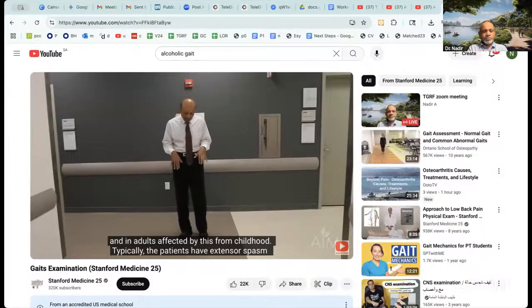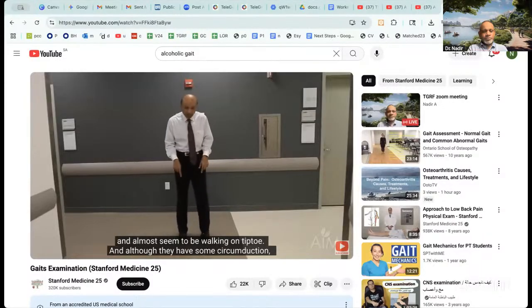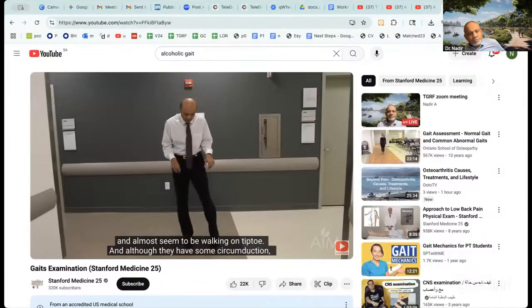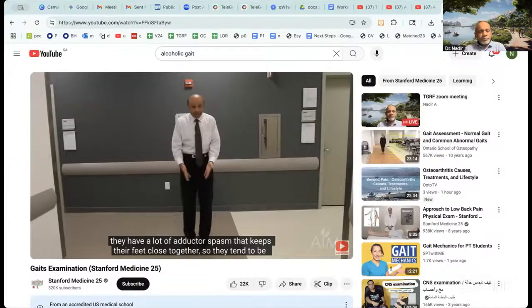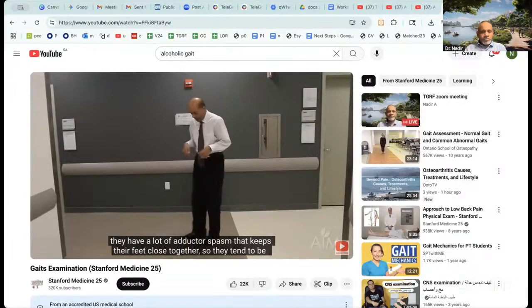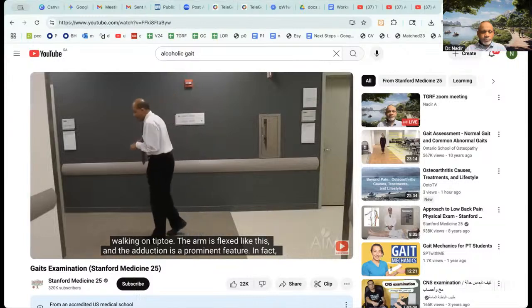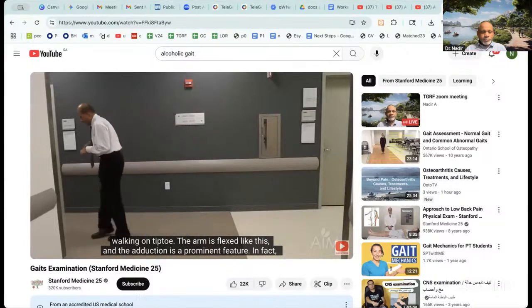Typically, the patients have extensor spasm and almost seem to be walking on tiptoe. And although they have some circumduction, they have a lot of adductor spasm that keeps their feet close together. So they tend to be walking on tiptoe. The arm is flexed like this, and the adduction is a prominent feature.